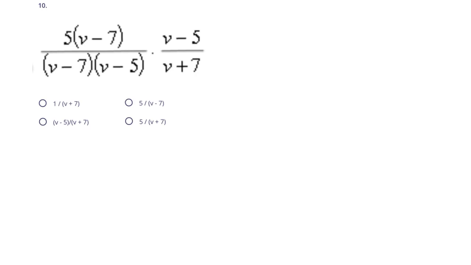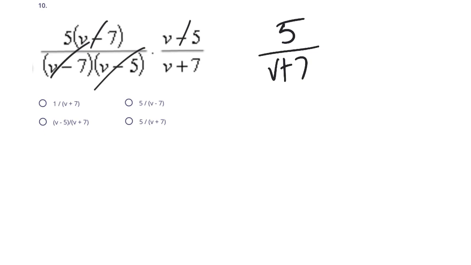But just looking at it, instead of rewriting it this time, I'm just going to cancel things off as I see them. I have a v minus 7 on top and a v minus 7 on bottom. Those cancel. I have a v minus 5 on top and a v minus 5 on bottom. So those cancel each other out. The only thing I have left that doesn't cancel, I have a 5 on top and a v plus 7 on bottom. So I should have 5 over v plus 7. And that looks an awful lot like that option.